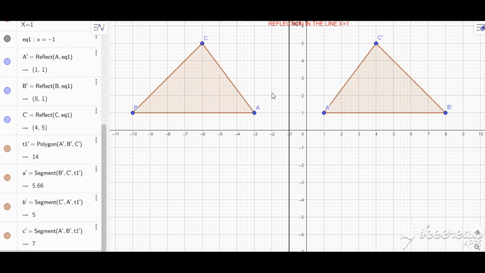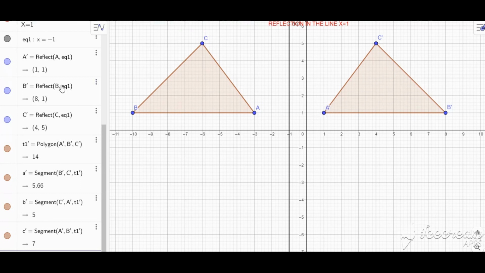So for this particular line that I created, x equals negative 1, what we can simply do is count off the coordinates. Look at where A is. A is 1, 2 units away from my mirror line. So to get A prime, I count 2 units in the opposite direction. I'm at the mirror line, so I'm going to count 1, 2, and I put A prime there. So you simply put a point there.